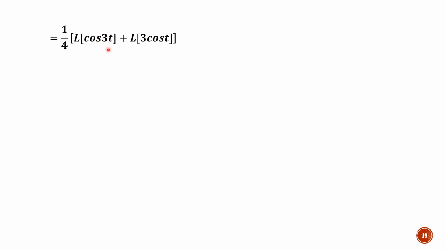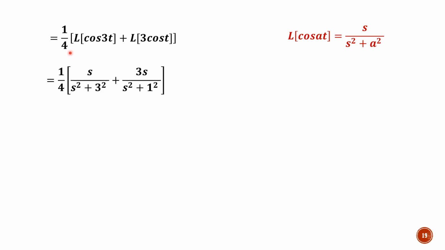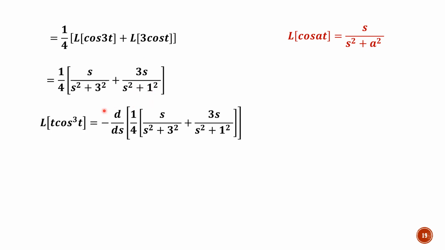Now we know that L of cos at is s upon s square plus a square. So I can write this as s upon s square plus 3 square, plus 3 into s upon s square plus 1 square. Simplifying, we have to calculate L of t into cos cube t, which means whatever answer we have got for L of cos cube t, that has to be differentiated once. So whatever answer we have got in the previous step, we differentiate this once.